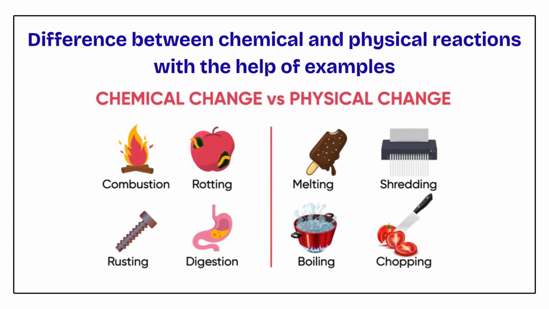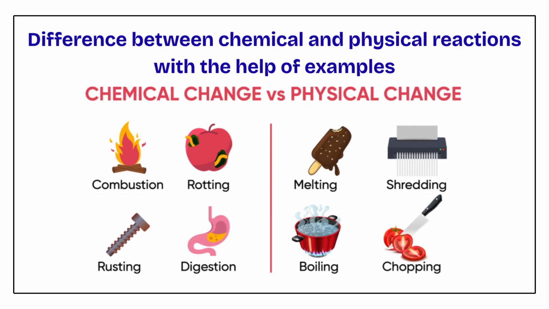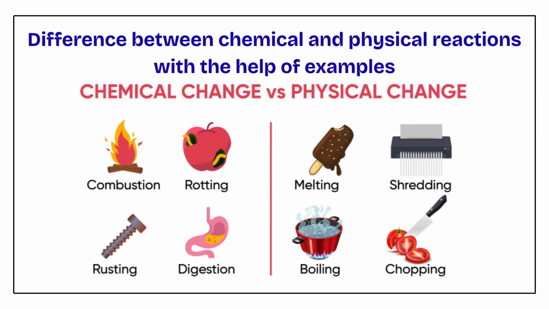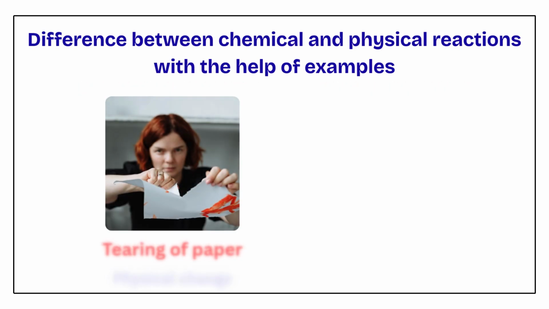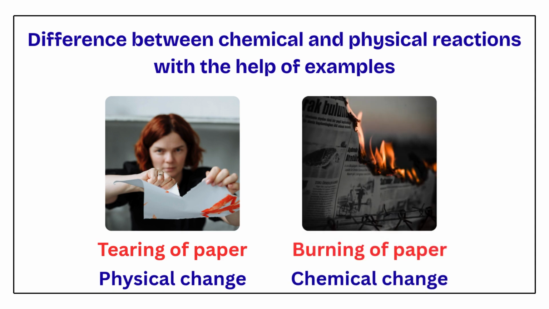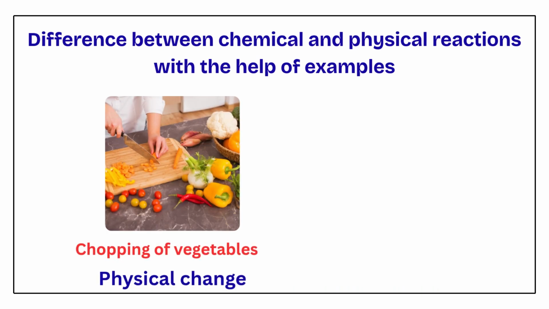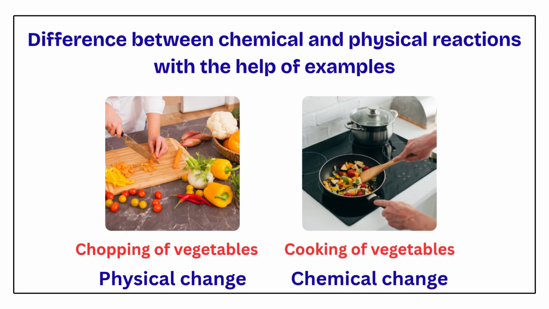To begin with, let us understand what is a chemical process and a physical process with the help of an example. For example, tearing of paper is a physical change, whereas the burning of paper is a chemical change. Another example, the chopping of vegetables is a physical change, but cooking of vegetable is a chemical change.